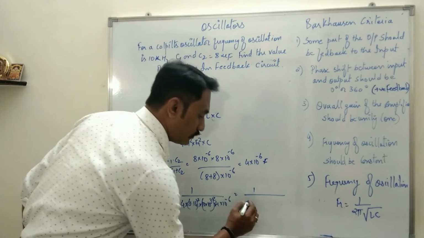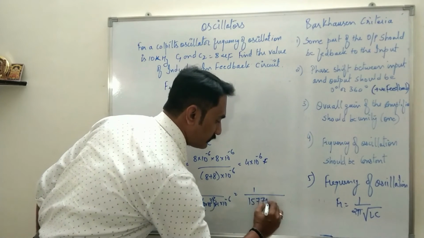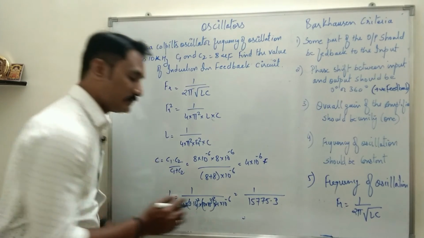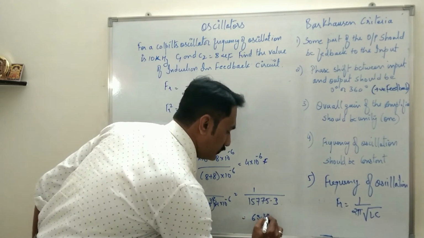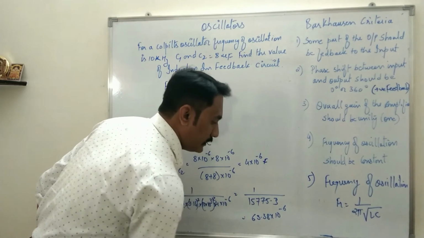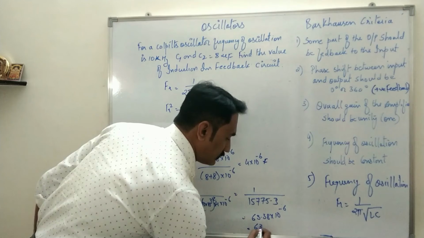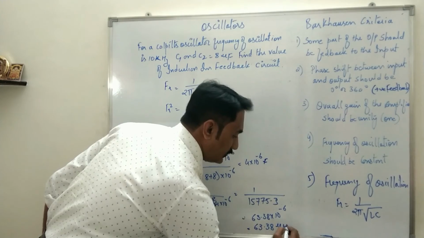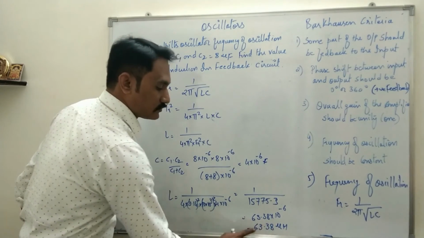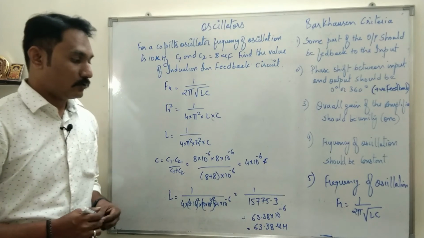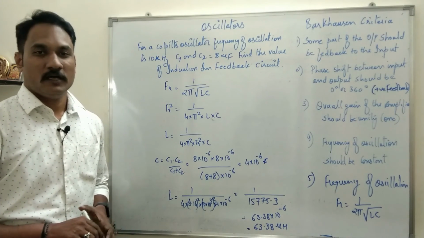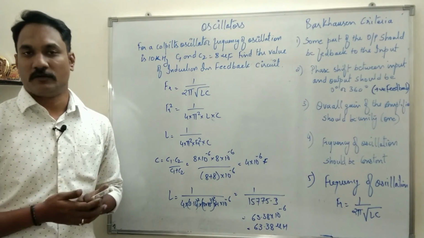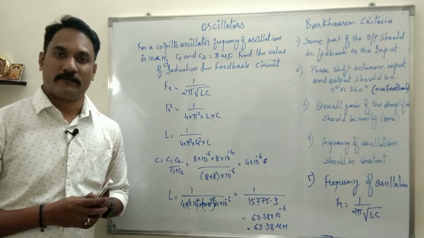If you calculate, this value comes out to be 15775.3, and the value, if you calculate, this value will be 63.38 into 10 to the power minus 6. 10 to the power minus 6 is micro, and the unit of inductor is Henry. So 63.38 micro Henry will be the value. So the basic formula remains the same, only the problem statement will change, and you just have to substitute the value and get the answer. I hope you have understood.